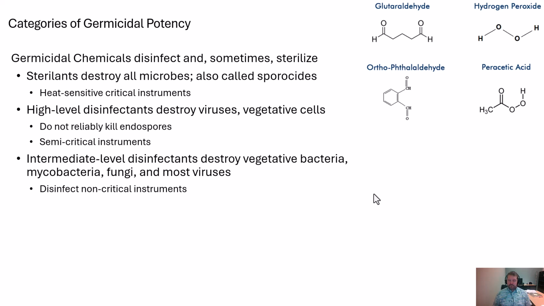Okay. Intermediate level disinfectants, some of you may be familiar with, like Sani-Cloth. These things are good at destroying vegetative bacteria. Sometimes they're very good at destroying types of viruses and fungi, but they don't do a good job at endospores and some non-enveloped viruses, they also do a poor job at those. So often they're used for non-critical instruments, tables, countertops, door handles, these kind of things.